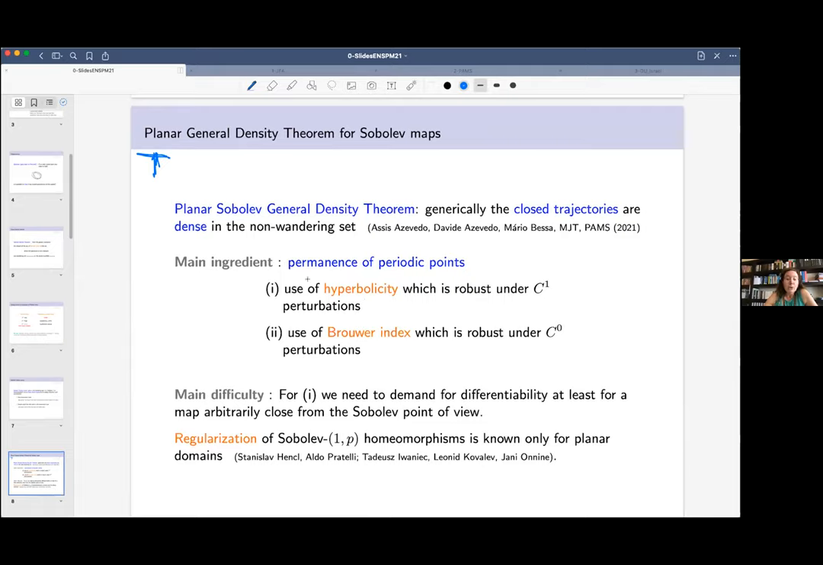But clearly, to use hyperbolicity, we need differentiability, at least for a map arbitrarily close from the Sobolev point of view. But this bypass through a differentiable map is really very hard to obtain, and indeed, regularization of Sobolev W^{1,p} homeomorphisms is known only for planar domains. We will hear about this later in this session, and this is the reason why we only know how to prove this result for the planar setting.